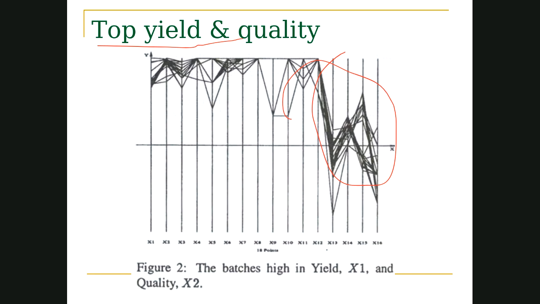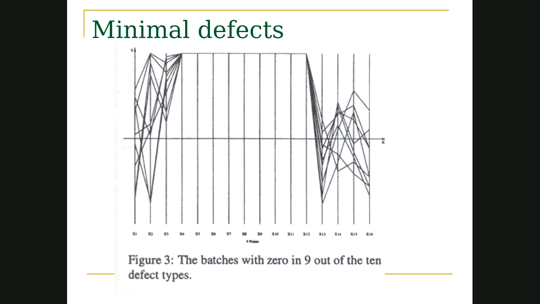So they selected only the ones. And now once you have just a few more, it becomes clearer where the problems are. So if you look for minimal defects, basically you want everything to work fine. Notice that the yield is not that great. I don't know, there's probably something that happens that doesn't produce that many. And then the quality is also all over the place.